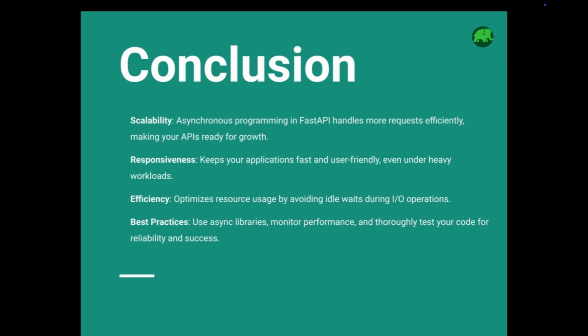Then we have the best practices. Make sure you use async libraries to avoid blocking your app's performance, and monitor with tools like Prometheus or New Relic. Test your async endpoints thoroughly to identify any potential bottlenecks. Use async middleware for efficient request processing. With async programming in FastAPI, you're building fast, efficient, and scalable APIs that can handle massive amounts of traffic with ease. Keep these best practices in mind. Monitor your app's performance and test thoroughly to ensure everything runs like a well-oiled machine.